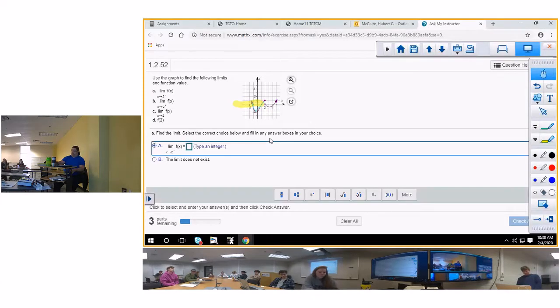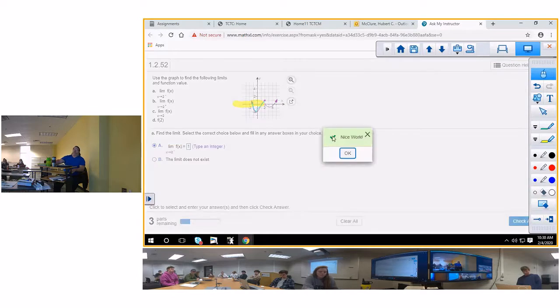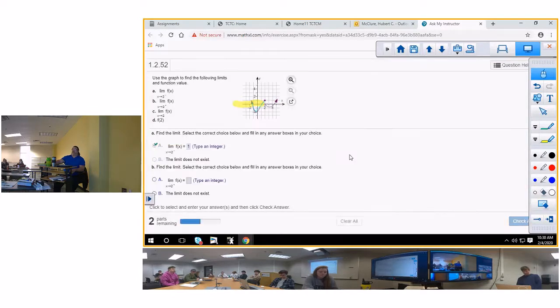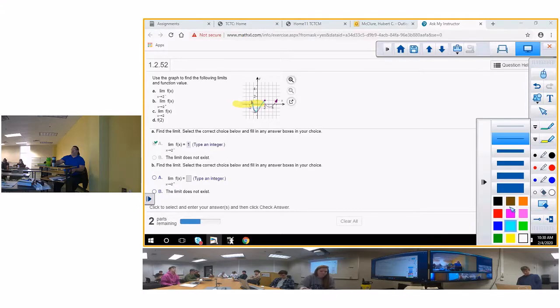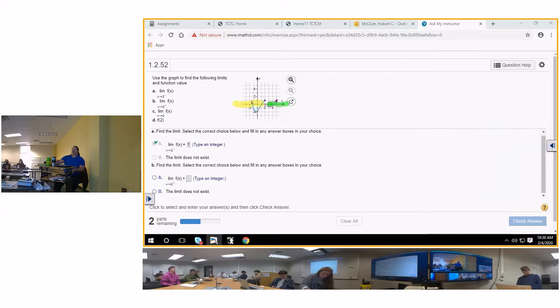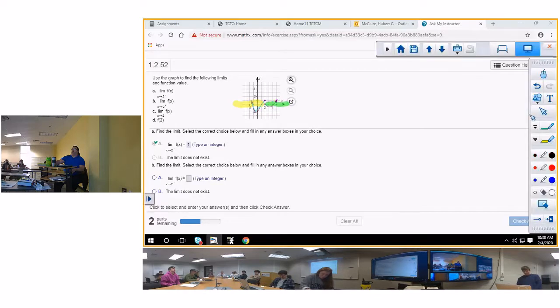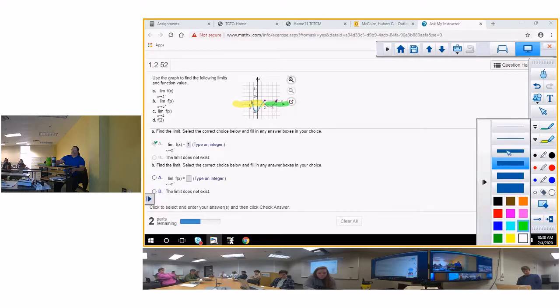Everybody with me? Yes, sir. And you feel good about yourself. What about when x is approaching 2 from the right? So we're going to use a different color. We're going to use green. And we're approaching 2 from the left. That means we're on, take my handy dandy blue marker. I'm doing this for y'all. You're welcome. That means I'm on this line.